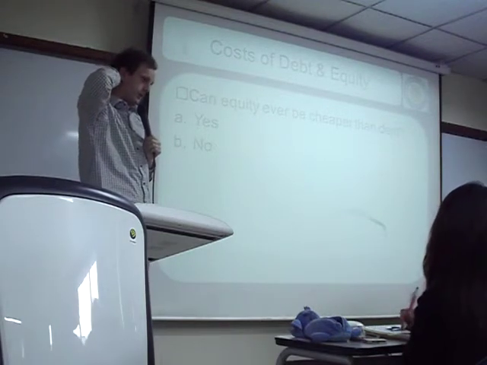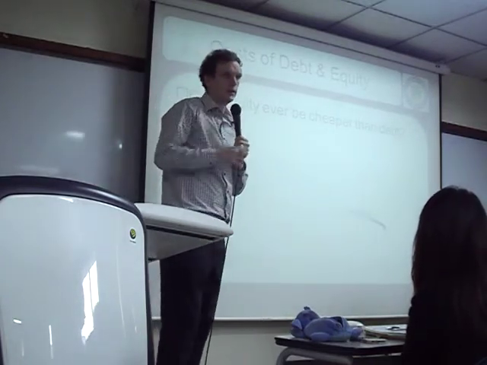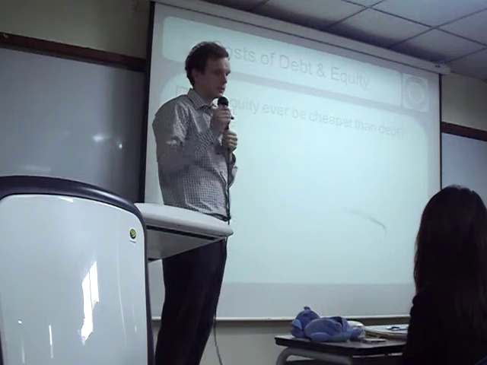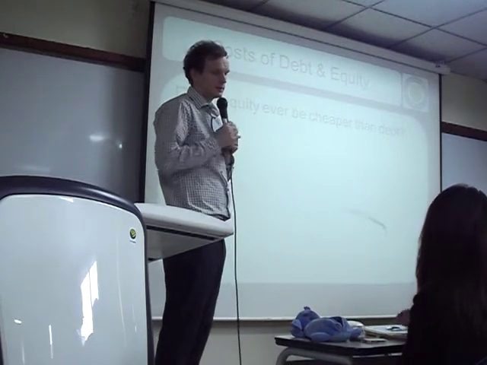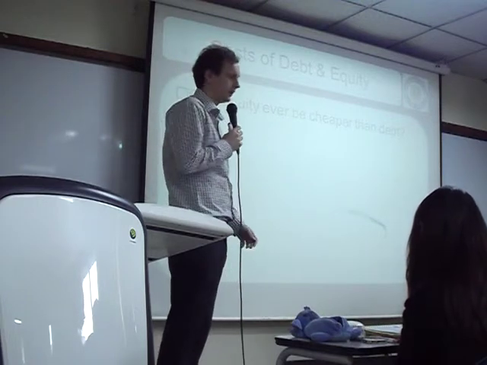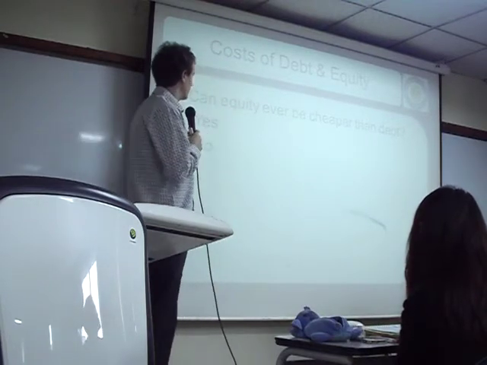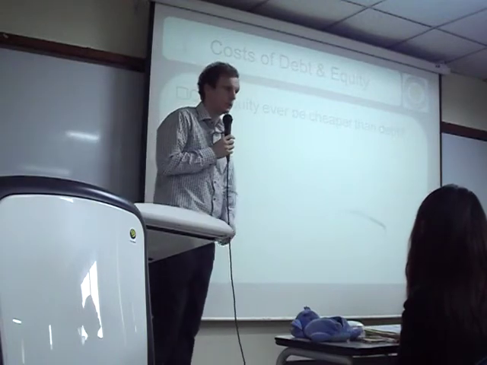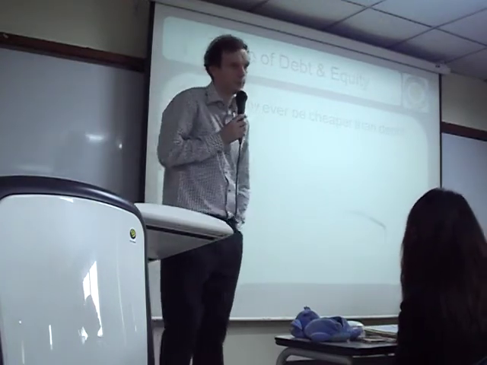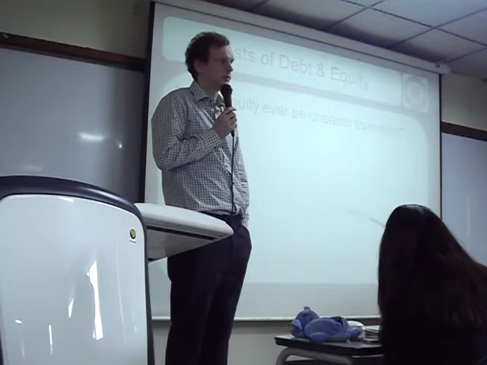There may be some very extreme case where a company has a very low beta, right? It's moving against the market. But in that case, it doesn't matter, because if your equity is cheaper than debt, you're not going to get any loan, right? But it's very, very rare. So we just say no. Equity is not cheaper than debt. Why? Can anybody tell me why? Why is equity always more expensive than debt?